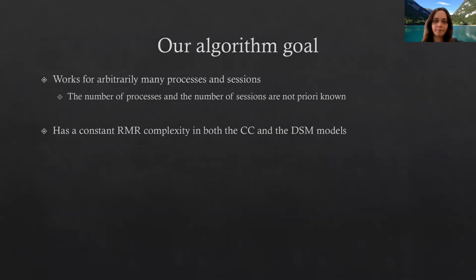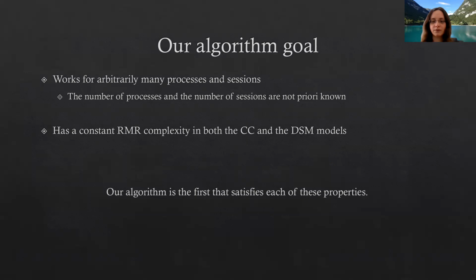Our goal is to create a group mutual exclusion algorithm that works with arbitrarily many processes and sessions, so the algorithm doesn't know in advance the number of processes and the number of sessions. Also, we wanted to create an algorithm with a constant RMR complexity in both the CC and the DSM models. Our algorithm is the first to satisfy each of these properties. There is a group mutual exclusion algorithm with a constant RMR complexity in CC, but it's missing a lot of important properties such as the concurrency property.